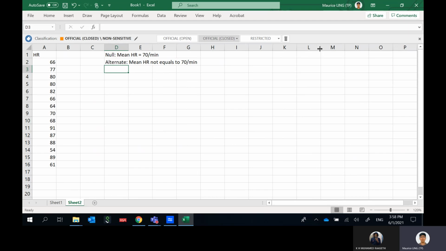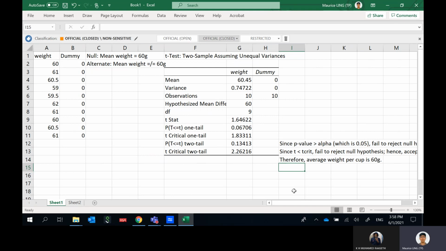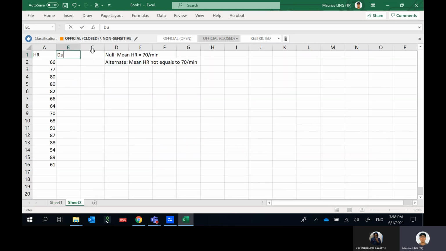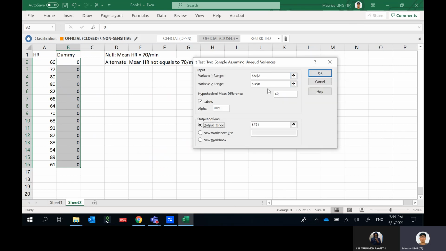Okay, so can you repeat exactly the same method as what we did for the ice cream problem? So we just say the same equal variance. Yes. So you have a dummy variable again. Because without a dummy variable, it will not work. You need to have 2 different components here. So here, hypothesized mean difference, you put it at 70.